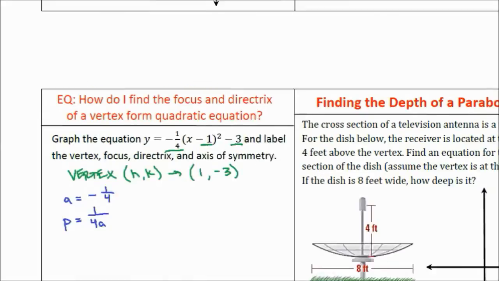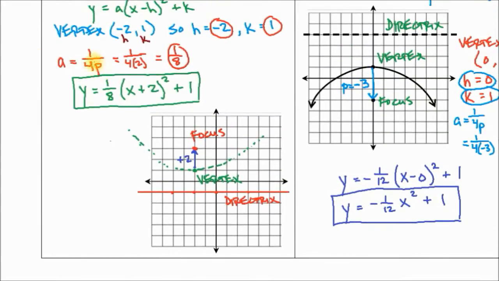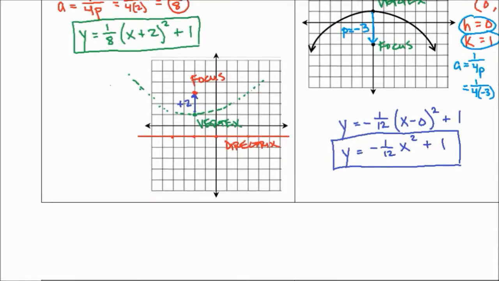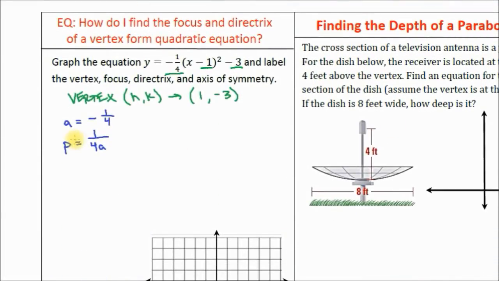Now this is interesting. Look back at our previous work. We found that if we knew the value of p, then a was equal to 1/4p. What's kind of cool is, if you know what a is and you want to find the value of p, it's the same fraction. You just substitute the other letter. So p is equal to 1/4a. Well, we've got 1/4 times -1/4.